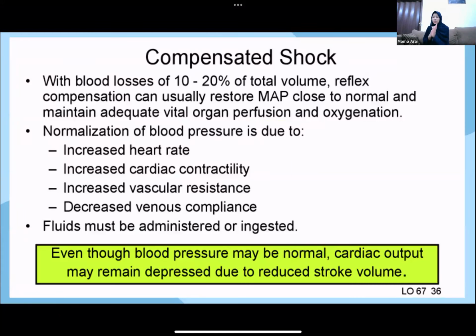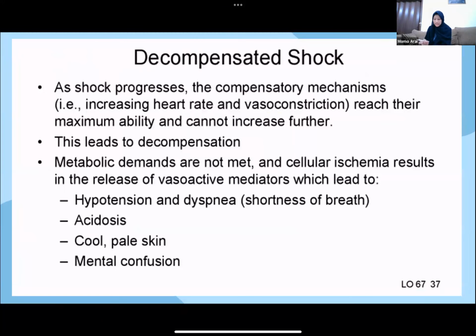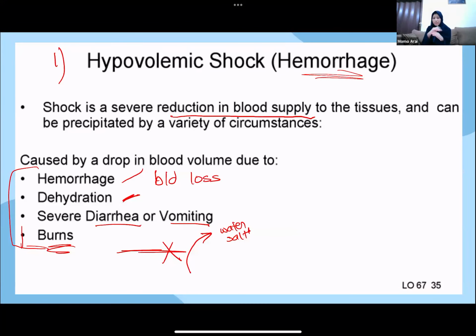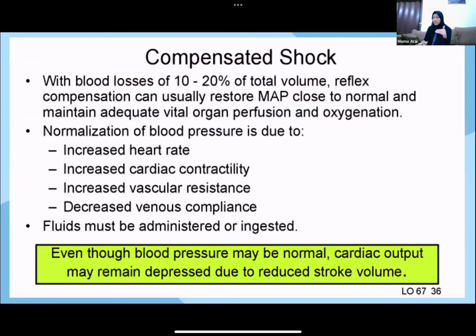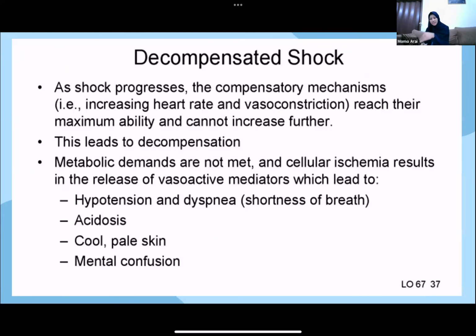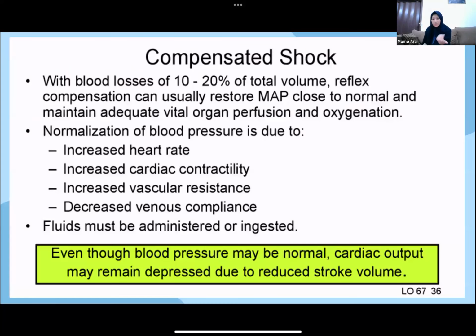Now we can go into three different subcategories of shock: compensated, decompensated, and irreversible. Now this is separate from hypovolemic. If someone has hypovolemic shock, they can go into compensated, then decompensated, then irreversible shock. Compensated, from the name, means your body is compensating for the loss in blood, right? If blood losses are 10 to 20%, it's not as much, so you have mechanisms in your body to keep it going.